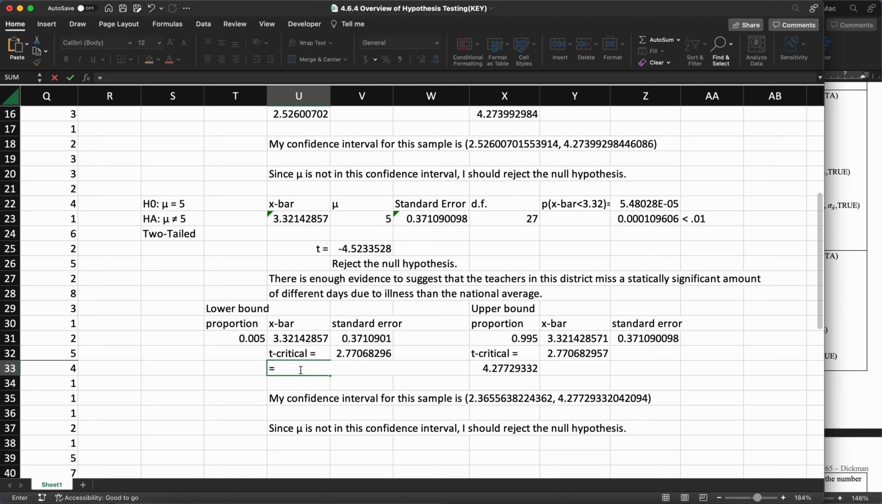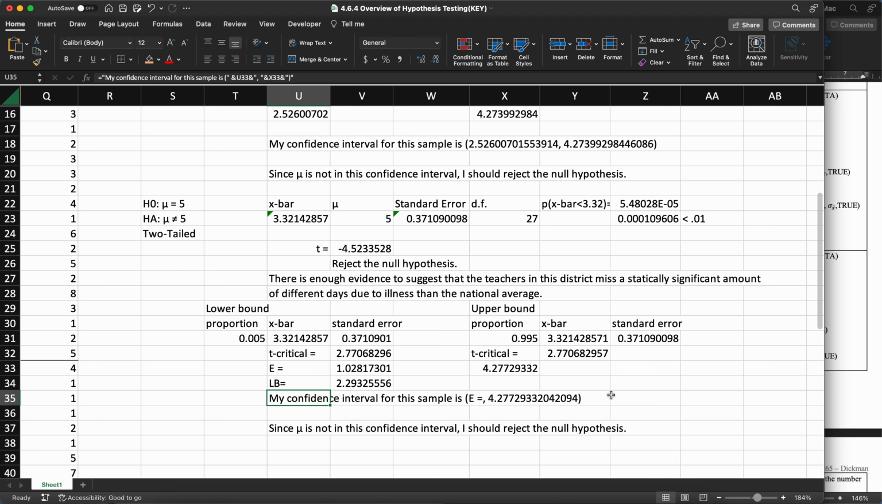I need to find the margin of error, which has a letter, so that's E. I'm going to take my critical value and multiply it by my standard error. So there's my standard error. And then my lower bound is going to be the mean minus my error.